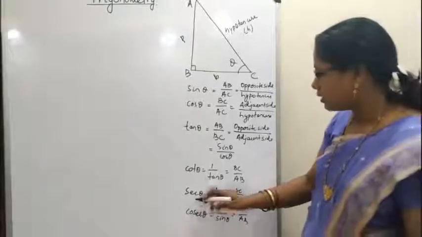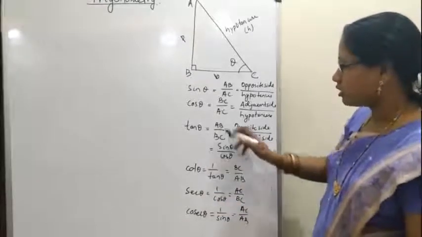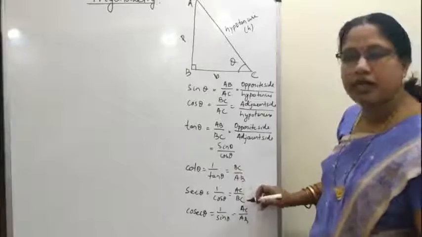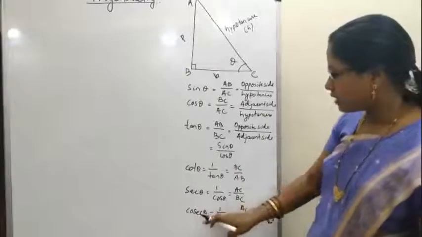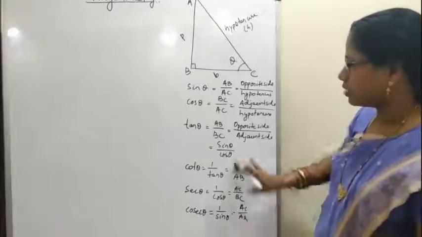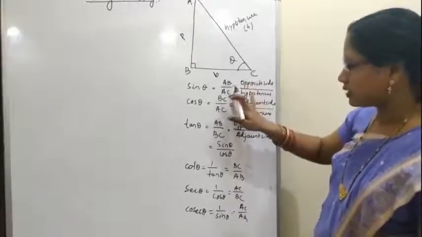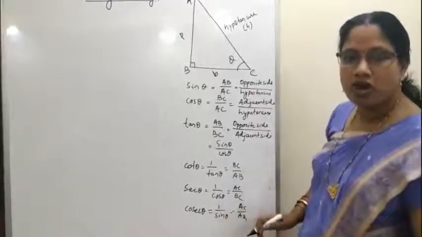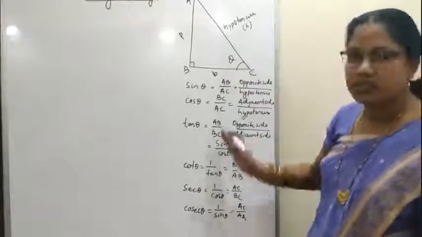And sec theta is equal to 1 by cos theta. Cos theta is equal to BC by AC, so sec theta will be AC by BC. Again cosec theta is equal to 1 by sin theta. Here sin theta is equal to AB by AC, so cosec theta is equal to AC by AB. So let us solve some examples by using these ratios.